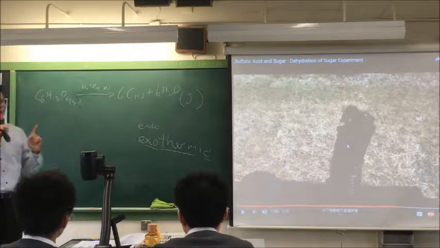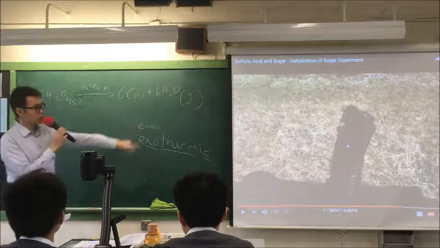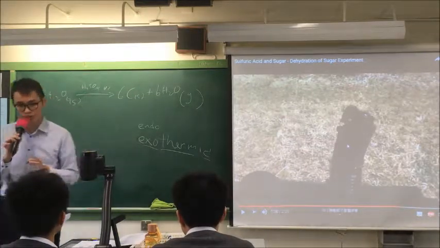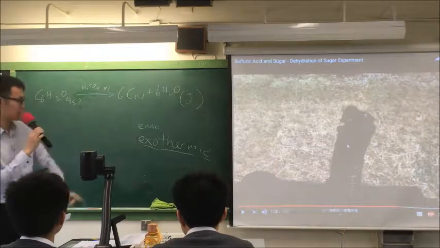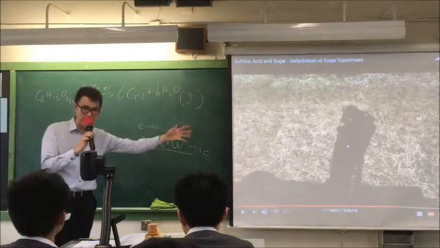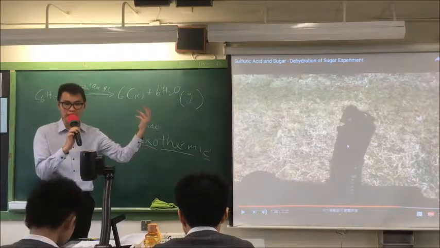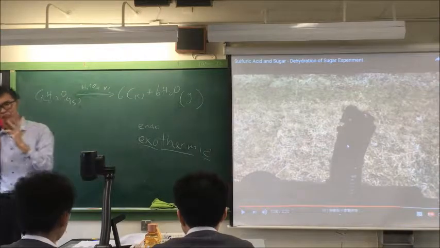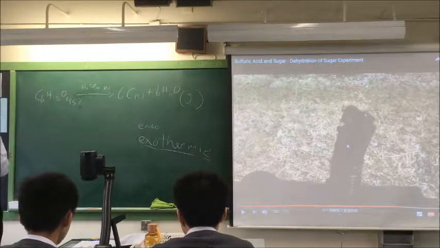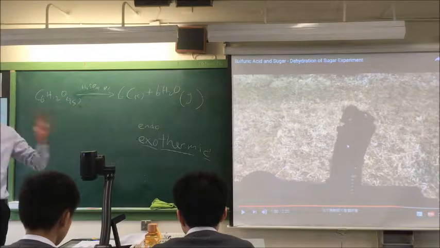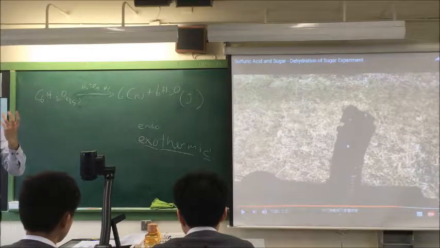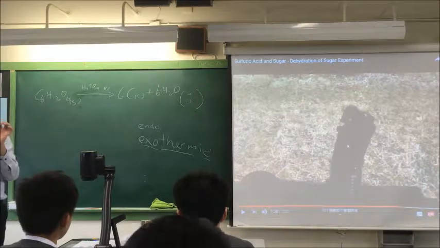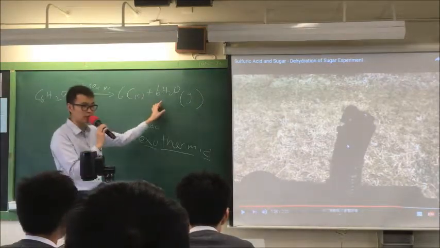Okay, so because it is highly exothermic, the water produced is actually steam. That's why I say good observation for Toby, because the steam is actually the mist that you see above the beaker. Okay, and the remaining part is carbon. Carbon is actually a very hard solid, but it is not very hard here because the carbon forms a lot of space between the carbon because a lot of gas is produced.